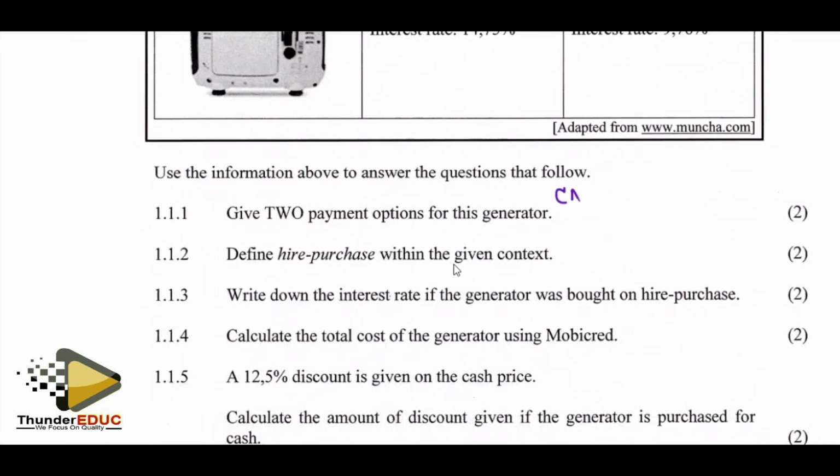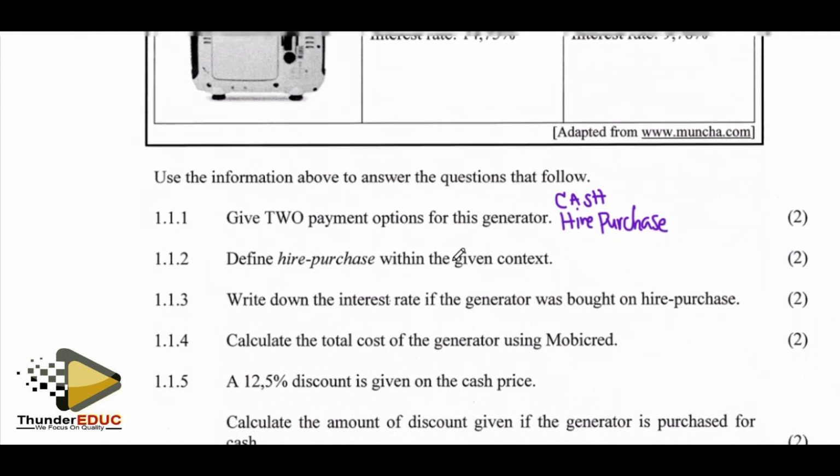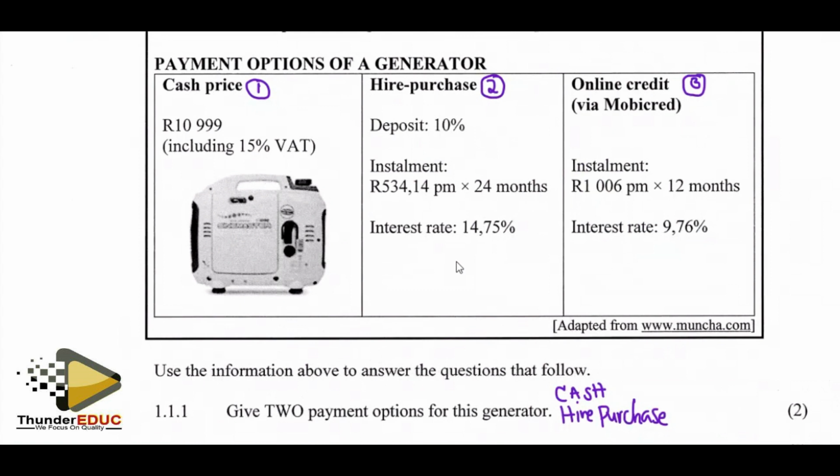We said we have cash. You can also call it hire purchase. So define the term hire purchase. Hire purchase, when you look at it, one pays a deposit. So hire purchase has a deposit and the remaining money is paid in installments.